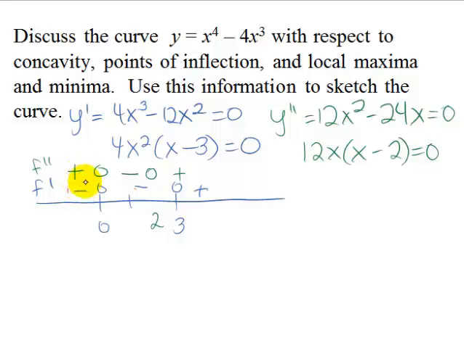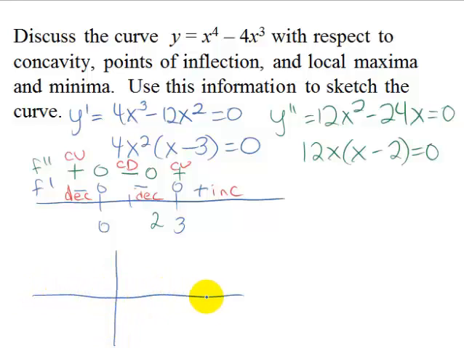So let's see what this tells us about the graph. We have a decreasing graph between -infinity and 0 that is concave up. Then we see that we still are decreasing from 0 to 3 here, but from 0 to 2 we change to concave down, and then we change back to concave up, and after 3 we change to increasing. So we can put these points on our graph and sketch this curve.